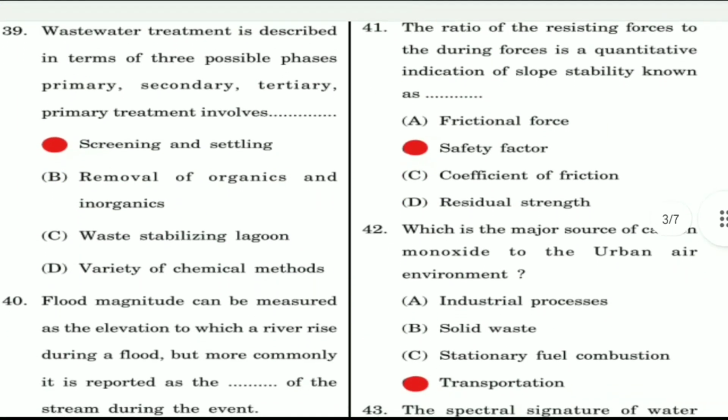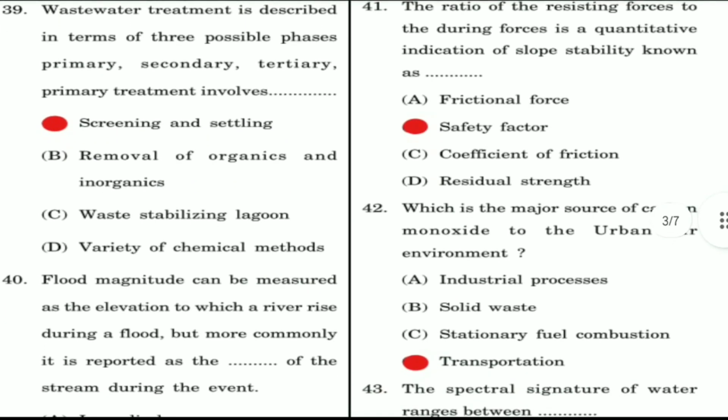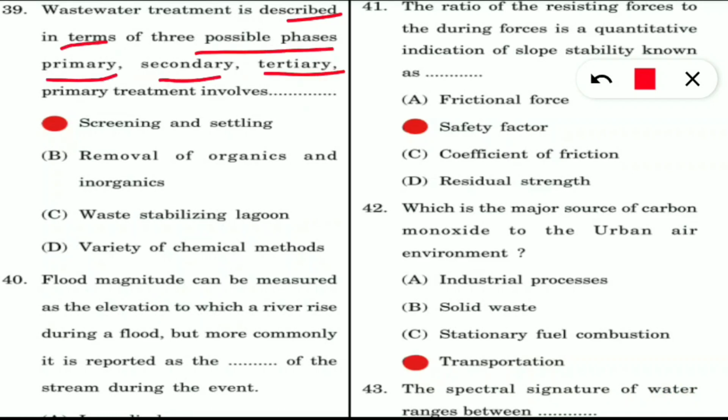The next set of questions is from wastewater treatment. Question number 39. The question is, wastewater treatment is described in terms of 3 possible phases. They are primary, secondary, tertiary, and primary treatment involves what? Very simple thing. Primary treatment involves screening of the waste and settling of the waste material. So option A will be correct with regard to the primary treatment of wastewater.